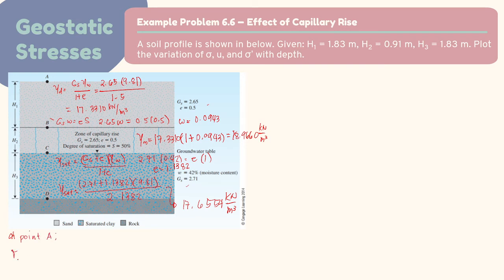So at point A, obviously, our total stress, water pressure, and effective stress at point A are equal to 0. So let's proceed to point B.